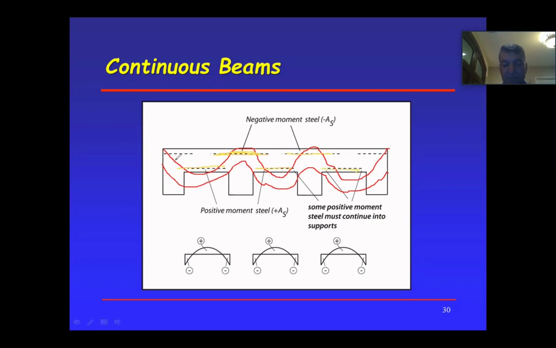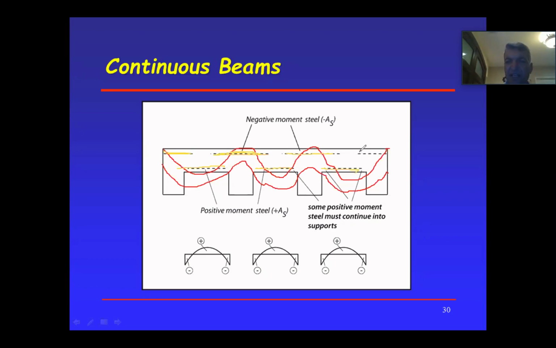Now, at the ends, I'm showing the deflection shape like this. I'm assuming a pin support. But in concrete, it's usually a fixed support because we put it monolithic. So what happened? If it is monolithic and you have a fixed support, you're going to have a negative moment here.